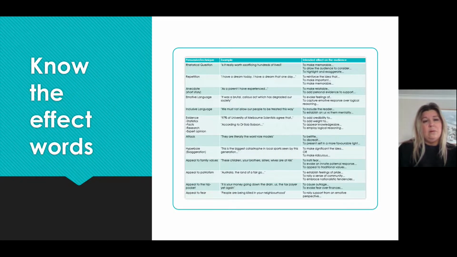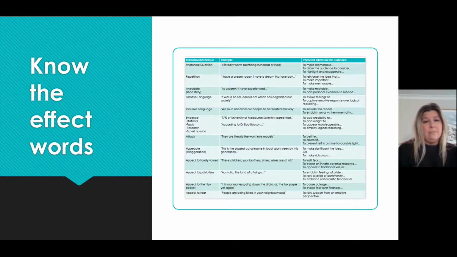Once you've done that, you will need to be able to explain the intended effect. Now, each language strategy has different intended effect words. You will need to study and revise this so your analysis is making sense. If you say that the writer has implemented a rhetorical question, well, what's the impact of that? You might say it makes something memorable, or it's designed to highlight something.